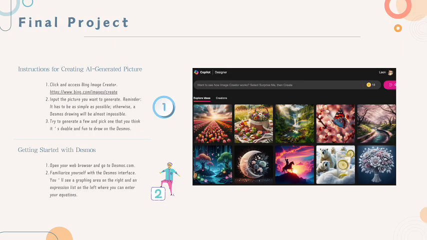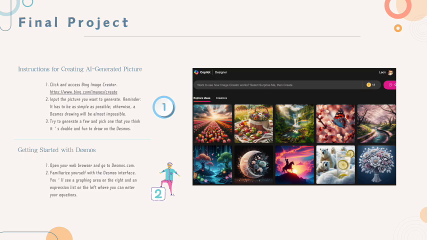Here in these 2 slides, students can follow the guideline and accomplish the project. First, they have to create an AI-generated picture and draw it on Desmos. Start by using Bing Image Creator or any other AI picture generator to create a simple, easy-to-draw image, for example, rockets, car, house. Choose one that is feasible and enjoyable to recreate.